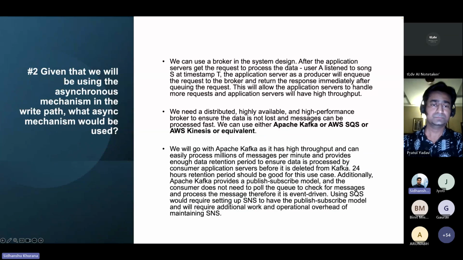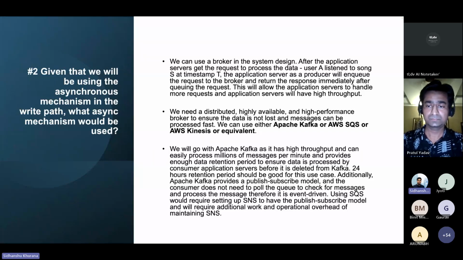So what kind of async mechanism will we be using in the write path? We can use a broker in the system design after the application servers get the request to process the data, like user A listened to a song S at timestamp T. The application server can act as a producer. It will enqueue the request to a broker and return a response immediately after queuing the request in the broker system, right? Think of the broker as a queue. You put it in the queue and the processors, who are polling the queue, will take care of that. And the entity producing to the queue can simply return. So this will allow the application servers to handle more requests, and application servers will have high throughput.